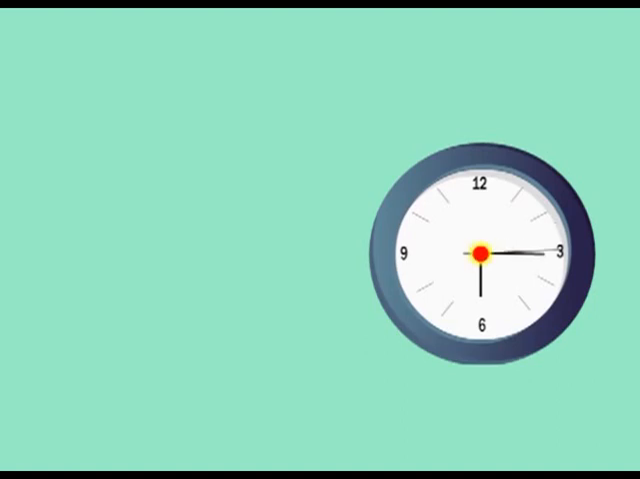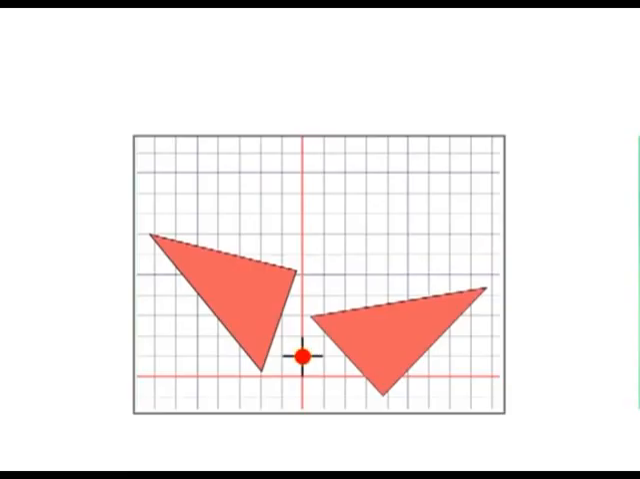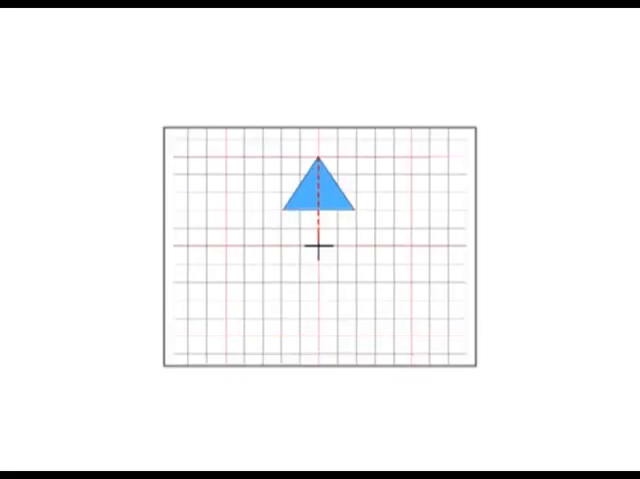In a clock, the center about which the hands move does not change. And in the same way, the center of rotation does not change. If a figure is rotated all the way around back to where it started, this is called a revolution, and it's 360 degrees. Halfway around, it is 180 degrees.